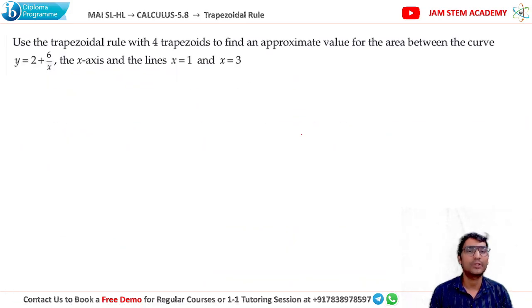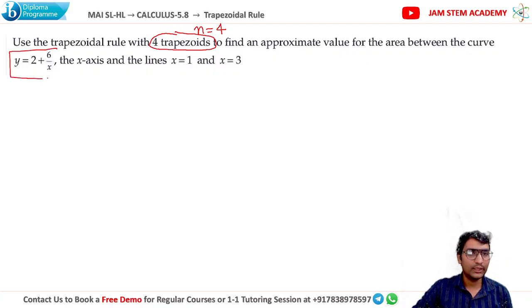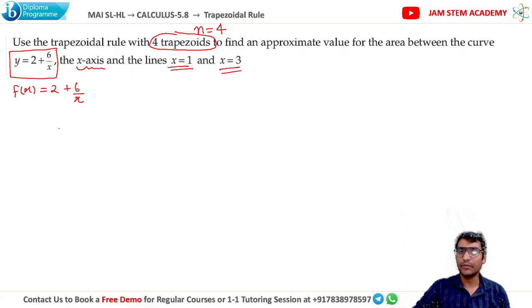Okay, let's consider a problem. It says use the trapezoidal rule with 4 trapezoids. So here this shows that you have to do it for n equals 4. Approximate the value of the area between the curve y is equal to this. You have the equation of the curve as well. So from here, can I say f(x) is equal to 2 plus 6 by x with x-axis from x equals 1 to x equals 3, right?